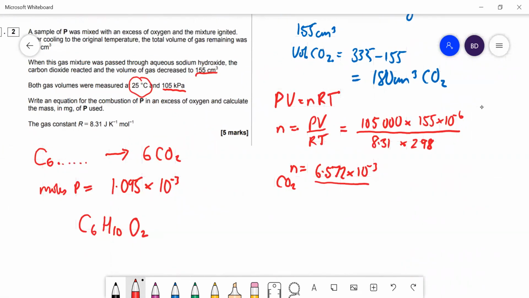So write an equation for the combustion of P. So we need oxygen. It's going to give us 6 carbon dioxides, 5 waters. Right, so how many oxygens are we going to need? We need 6 times 2, 12 oxygens for the carbon dioxide, and we need 5 there, which makes 17. So that is 8.5 O2 to balance it.